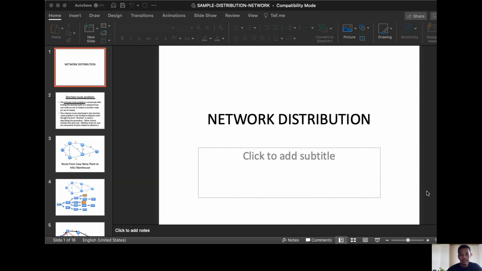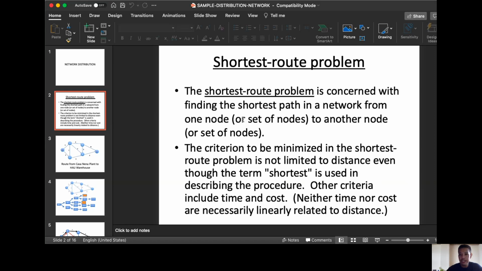And for our topic, for our midterm laboratory, we shall discuss network distribution and job assignment. So first, let's talk about network distribution, commonly known as the shortest route problem. The shortest route problem is concerned with finding the shortest path in a network from one node or set of nodes to another node or set of nodes.